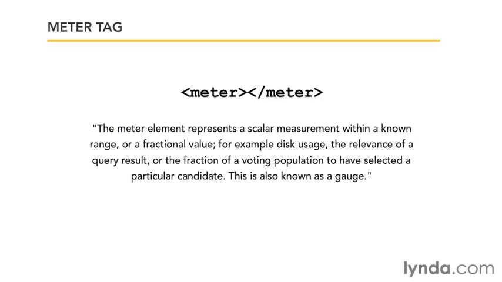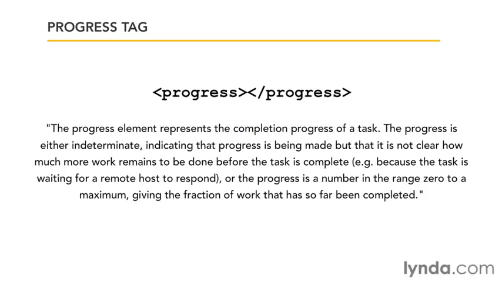Now here's what it has to say about the progress element. The progress element represents the completion progress of a task. The progress is either indeterminate, indicating that progress is being made but that it's not clear how much more work remains to be done before the task is complete, or the progress is a number in the range 0 to a maximum, given the fraction of work that has so far been completed.